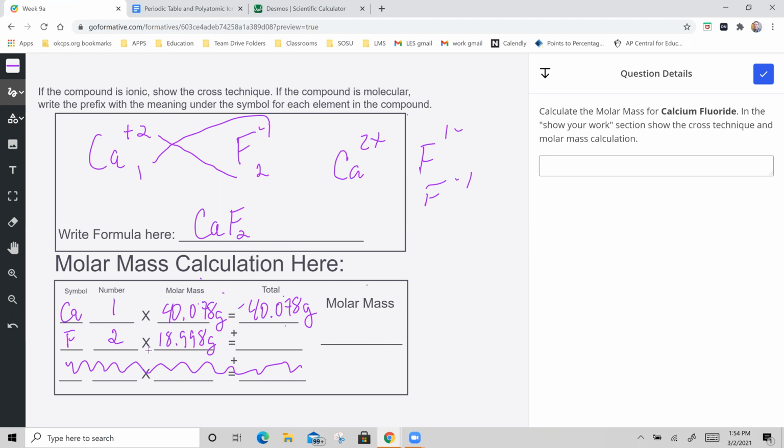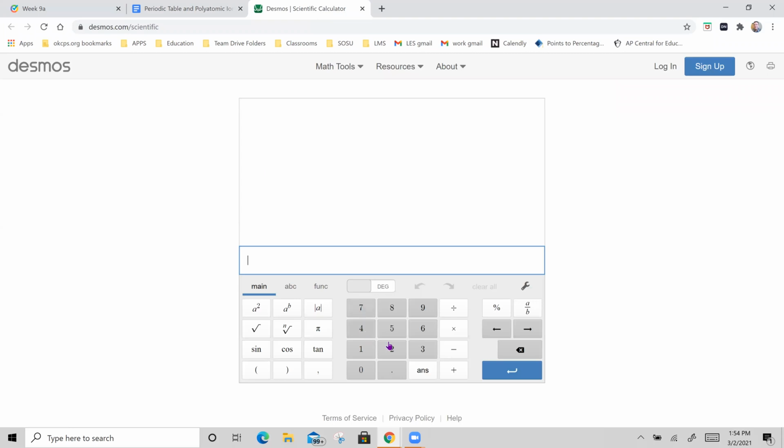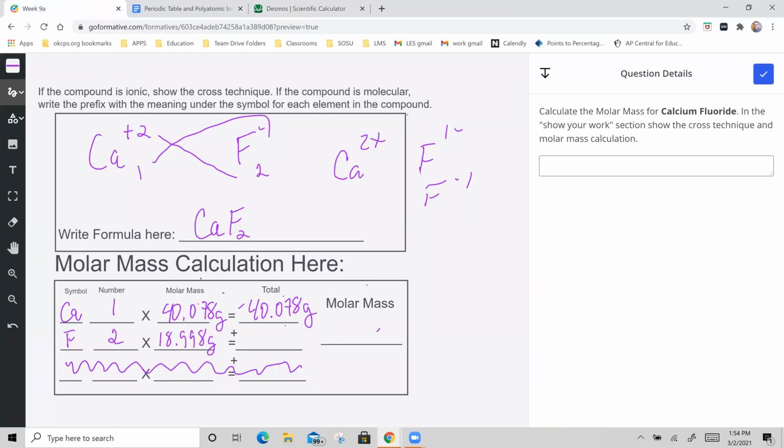And then 2 times 18.998. I'll go to my calculator, and I'll say 2 times 18.998, and that gives me 37.996. And I'll plug that in, 37.996. I want you all to think I have a negative sign there. Okay.